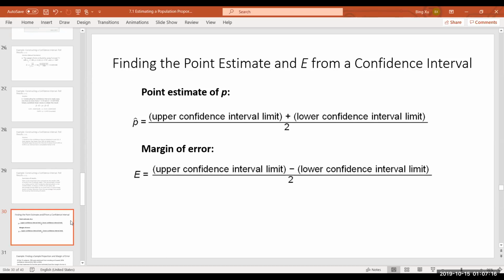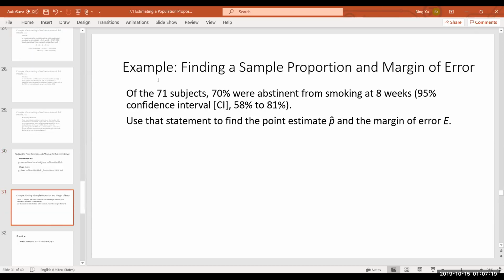Let me look here. Let's look at a problem. We're talking about this. They are giving you an interval. They said 70% confidence interval, 0.58 to 0.81. They give you the confidence interval, and they want you to know what the point estimate is and what the margin of error E is. Oh, so that's when you would use that other formula. Right.